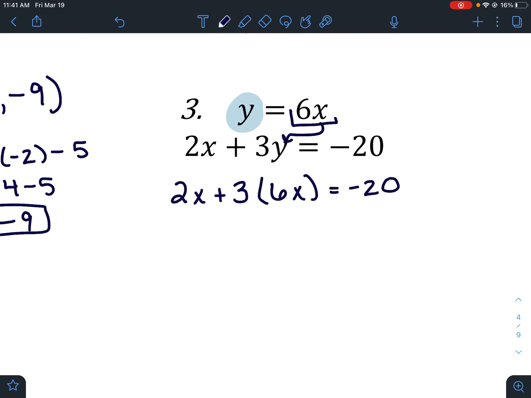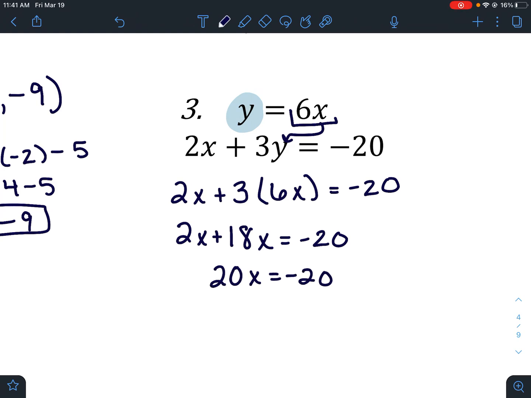Now you'll start to see why we are doing some of those essential skills before spring break. This is what those essential skills we're practicing. So I'm going to take that 3 and multiply it by our 6x. So that gives us 2x plus 3 times 6 is 18x equals negative 20. 2x plus 18x is 20x equals negative 20. Divide both sides by 20, so you get x equals negative 1.